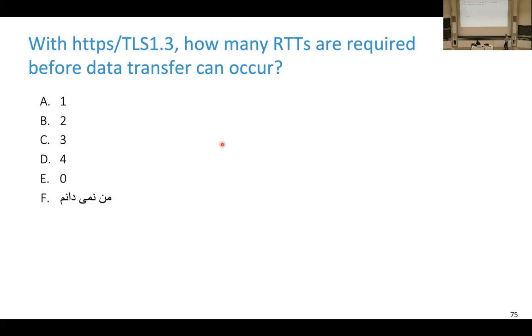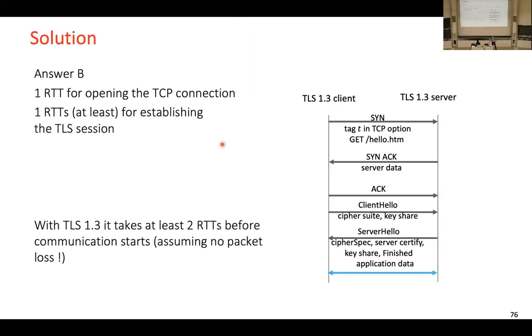I will close the poll in a few seconds. So the poll is closing, and the majority says B, which is probably the good answer. So here we will see why. So indeed, there are five messages that are sent. So there is one round trip time which is used for the TCP connection. So here we see SYN, ACK, and then one RTT to establish the TLS session, client hello, server hello.